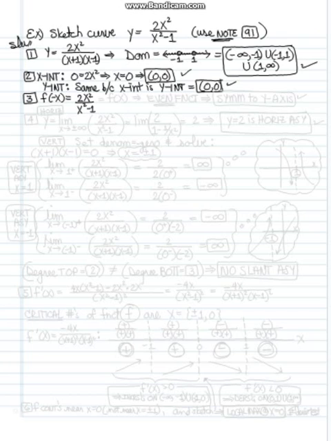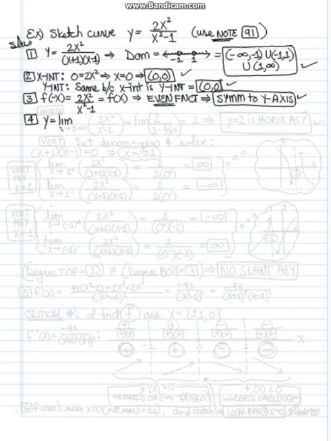Step 3, evaluate f of -x, and when we simplify it, we get the same as f of x. That means what we have is called an even function, and you learned that in algebra. And that means that when you graph it, you're going to have symmetry with respect to the y-axis.